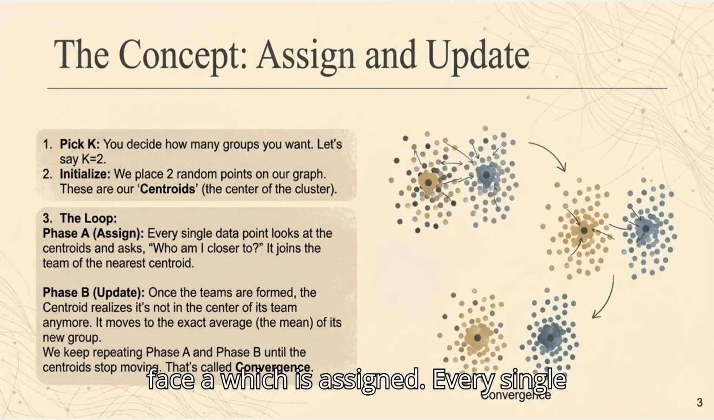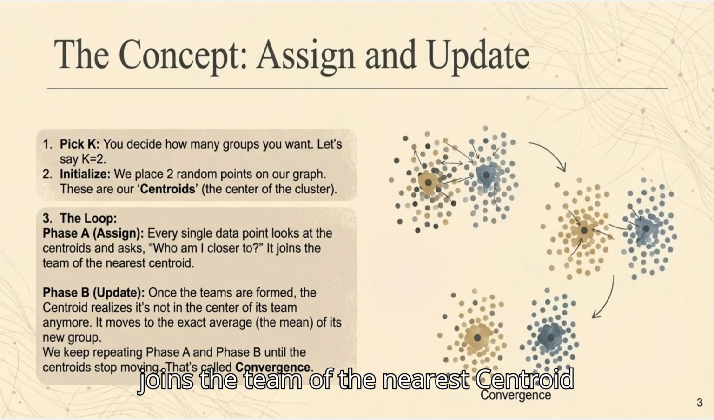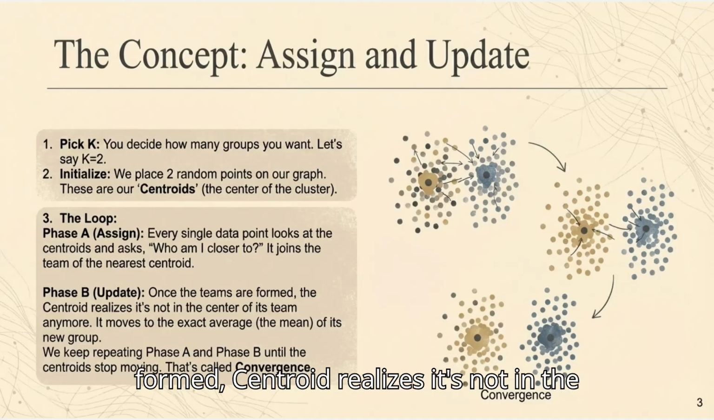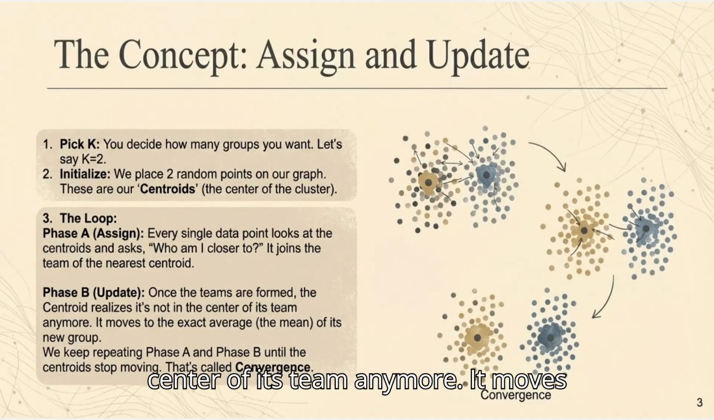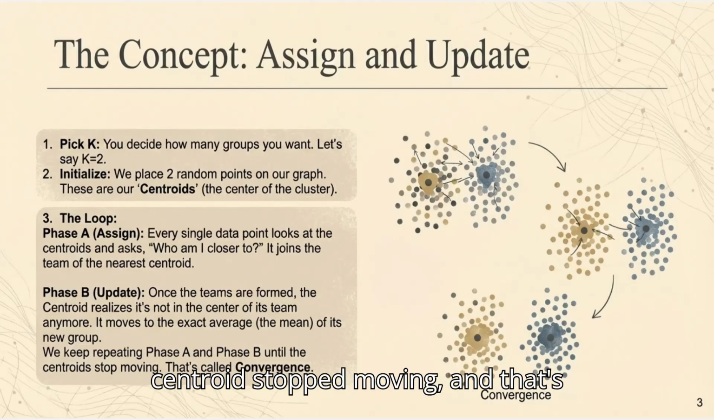Then you have the loop. Phase A, which is assign: every single data point looks at the centroids and asks, who am I closer to? It joins the team of the nearest centroid. Phase B, update. Once the teams are formed, the centroid realizes it's not in the center of its team anymore. It moves to the exact average, the mean, of its new group. You keep repeating phase A and phase B until the centroids stop moving, and that's called convergence.